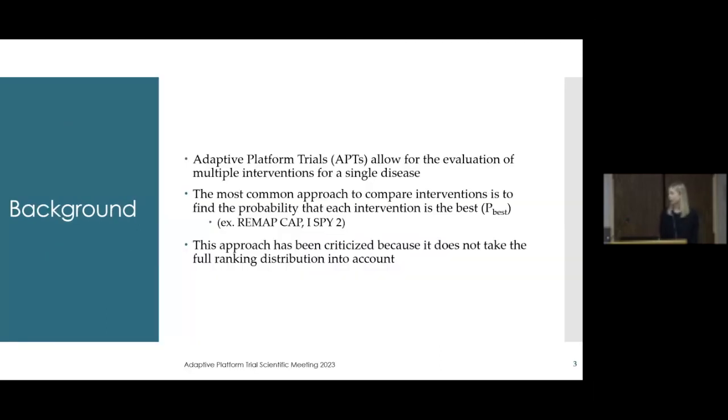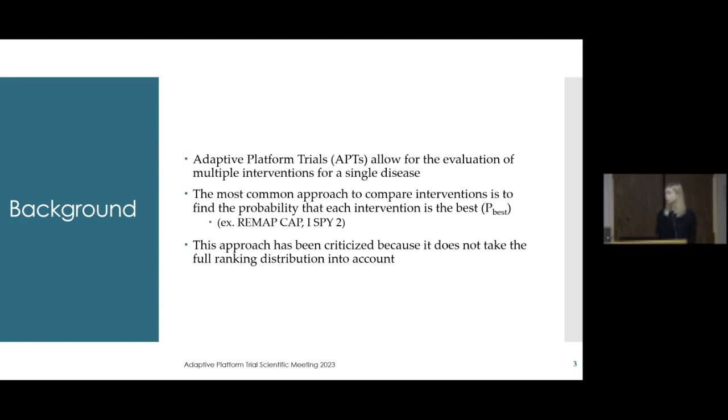Okay, so a bit of background on the problem. Adaptive platform trials, or APTs, as we know from today, offer various benefits over randomized controlled trials. The benefit that we focus on is the fact that APTs allow for the evaluation of multiple interventions for a single disease. And this is really important because it prevents the need to run multiple clinical trials at one time. And this saves time, money, and allows the drug to reach the market faster.